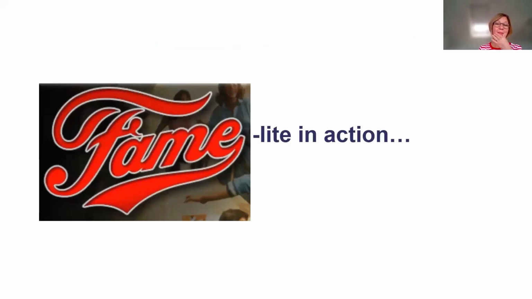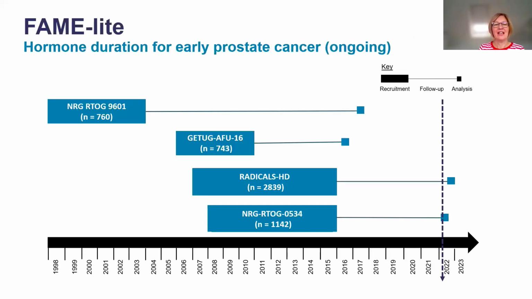So I'm going to show you an example again of prostate cancer using this FAME-lite approach. It was because we came to this particular question really quite late. This is an earlier stage prostate cancer, looking at the duration of hormone therapy that men get. And you can see, we came to it very late.